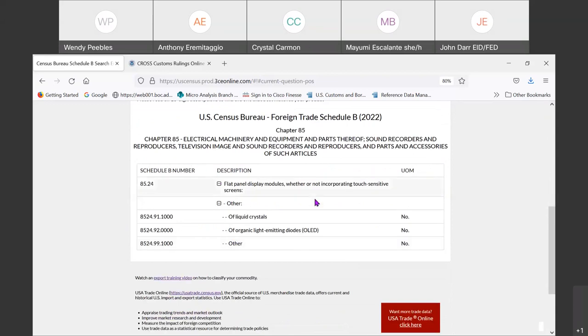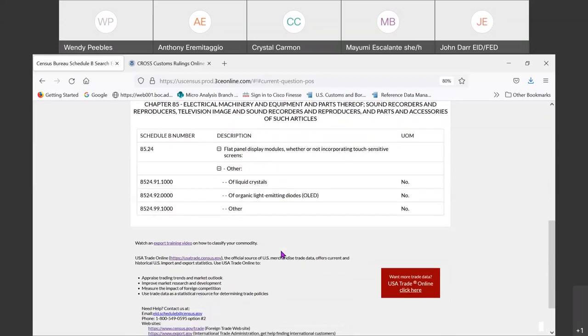Okay, so again, we're back in the machinery chapter. The heading reads flat display modules, whether or not incorporating touch sensitive screens. And the options that we have are the screen is of liquid crystals, of organic light emitting diodes, or is it something other than either one of those things? It should be other. It should be other? Yep. Okay, so then your number is going to be 8524991000. And again, you want to report the number of LCD displays that you will be exporting. All right, got it. Okay. Thank you. You're welcome.